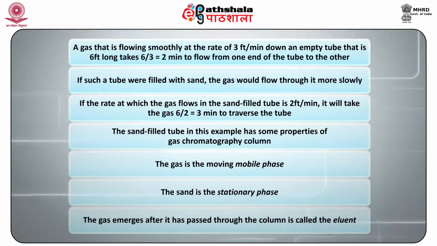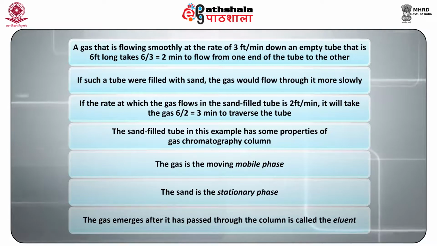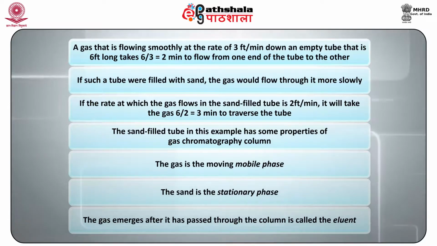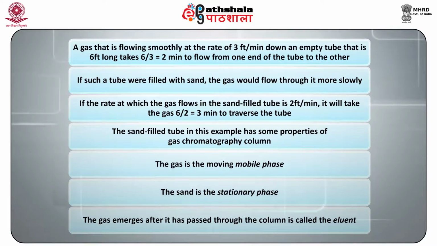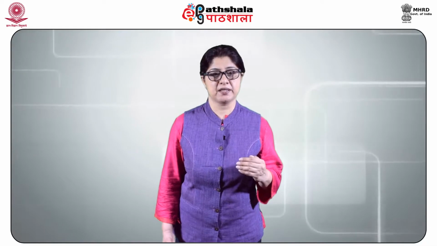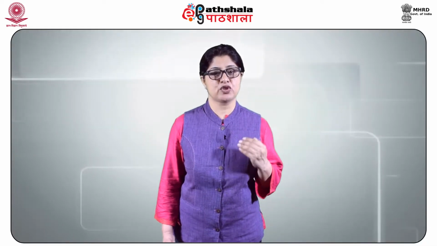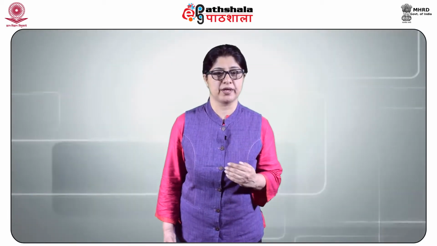The sand-filled tube in this example has some properties of a gas chromatography column. The gas is the mobile phase and the sand is the stationary phase. The gas that emerges after it has passed through the column is called the eluent. In practice, the mobile phase should be relatively insoluble in the stationary phase, otherwise the stationary phase becomes overloaded.